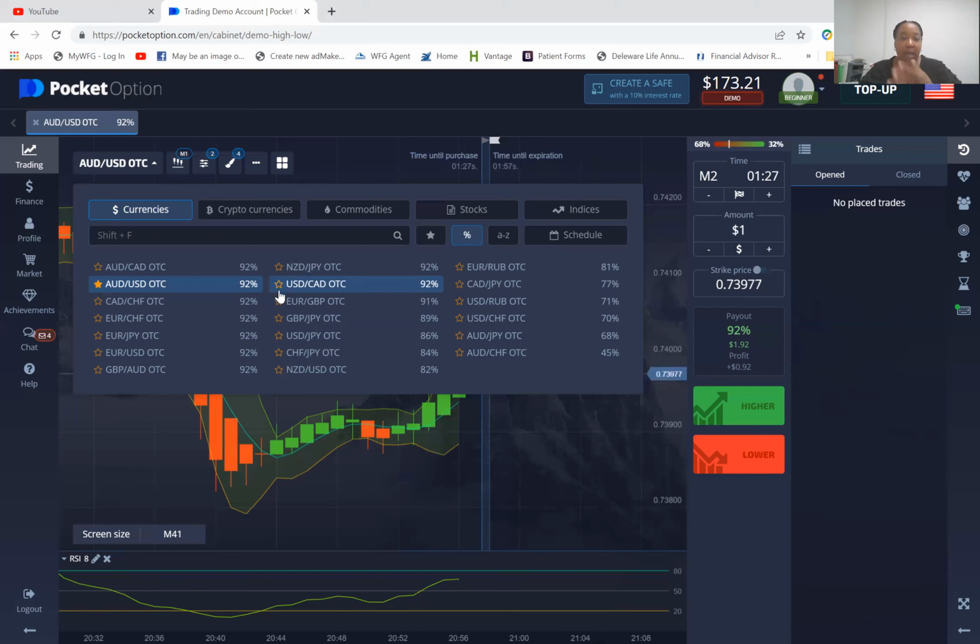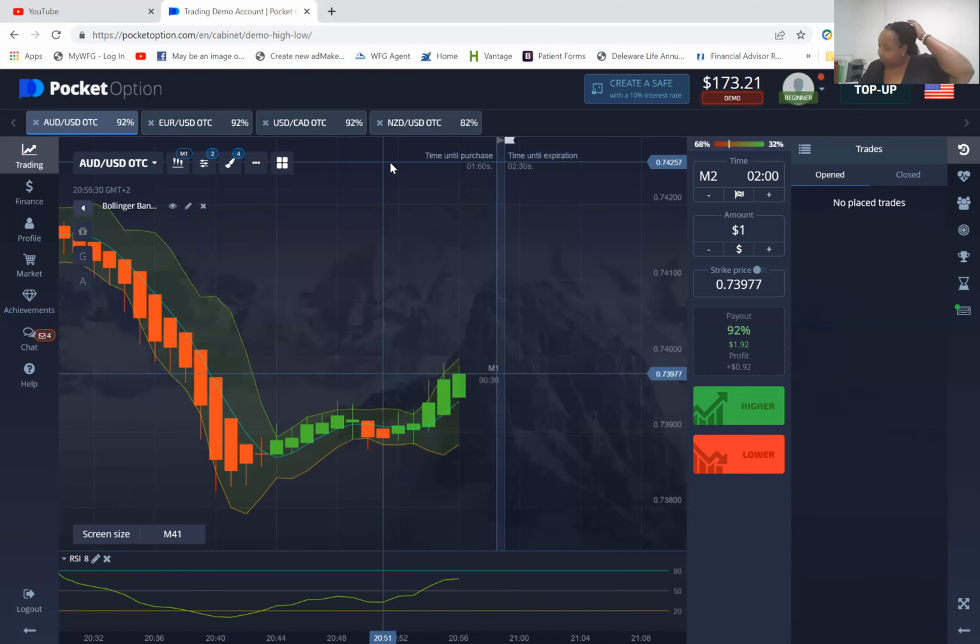So what I'm doing now, I prefer to trade currencies that are traded with USD. So I got AUD/USD, EUR/USD, USD/CAD, New Zealand dollar and USD. And that's probably about as low as I'm going to go. Okay, that's sufficient.